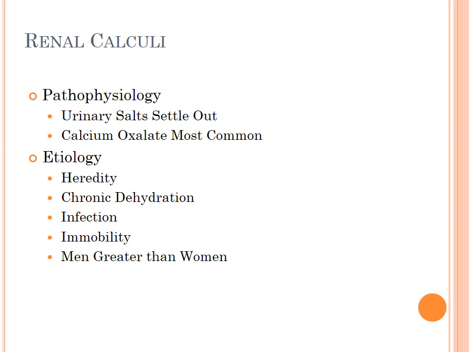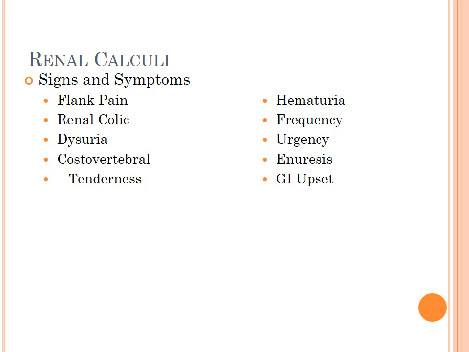A complication could be hydronephrosis, where there's fluid backed up into the kidney, and we'll talk about that later. Some signs of renal calculi include flank pain, renal colic, dysuria, costovertebral tenderness, blood in the urine, frequency, urgency, enuresis, incontinence at night, and GI upset. It could be excruciating pain, and it's often a reason why people will seek assistance at an emergency department: a renal calculi.